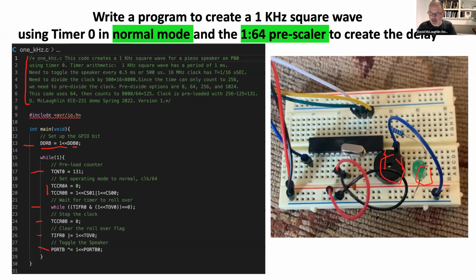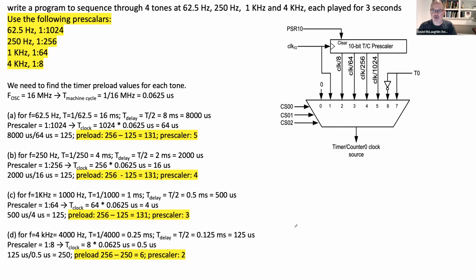Okay, what I want to do on the very next slide here is just show you some code. I won't go through it. I'll just show you the code. You can experiment with it on your own. But what I wanted to do is just make a sequence of 4 tones. And they all should be within our range of hearing: 62.5 hertz, 250 hertz, 1 kilohertz, and 4 kilohertz.